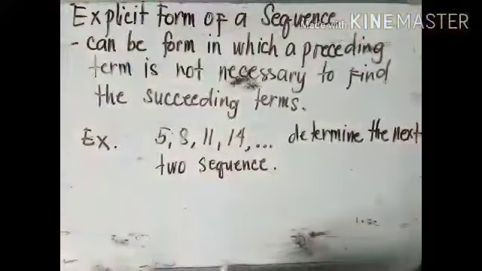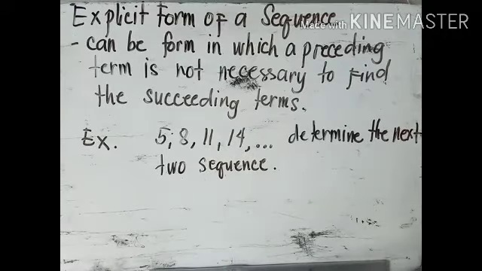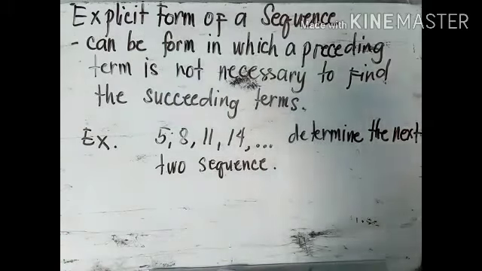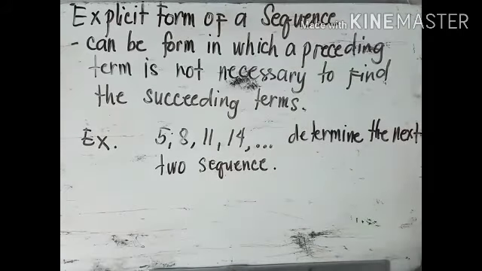I will explain to you about the explicit form of a sequence. An explicit form of a sequence is a formula in which a preceding term is not necessary to find the succeeding term. We have here the example sequence 5, 8, 11, 14, and we are going to determine the next 2 terms of the given example. Then we will find the explicit form of this sequence.